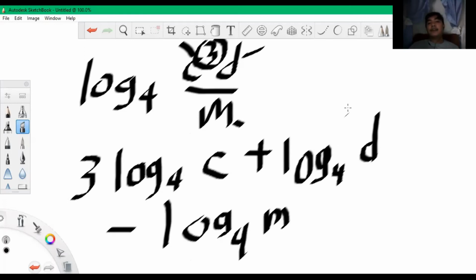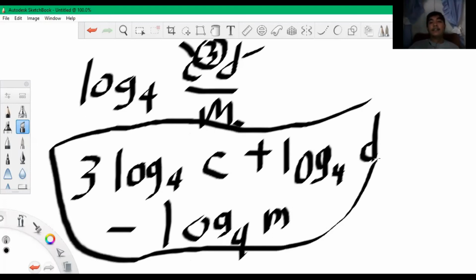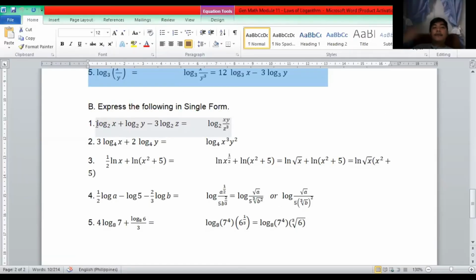So, this is the expanded form of our example. So, we have 3 times the logarithm of c to the base 4 plus the logarithm of d to the base 4, so yun yung numerator, minus the denominator, which is the logarithm of m to the base 4. So I hope na nakakasunod tayo. Expanded form into a single form.